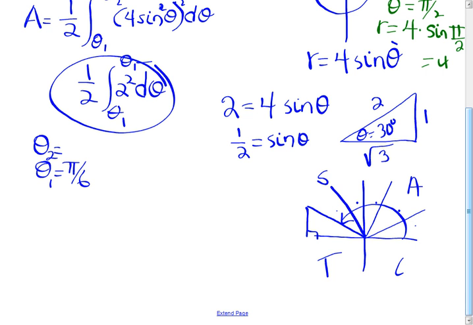So I have two answers to this equation. I have an infinite number of answers because I could go around the circle more than once. So this is 5 pi over 6. And that's the answer. Now, one last thing.